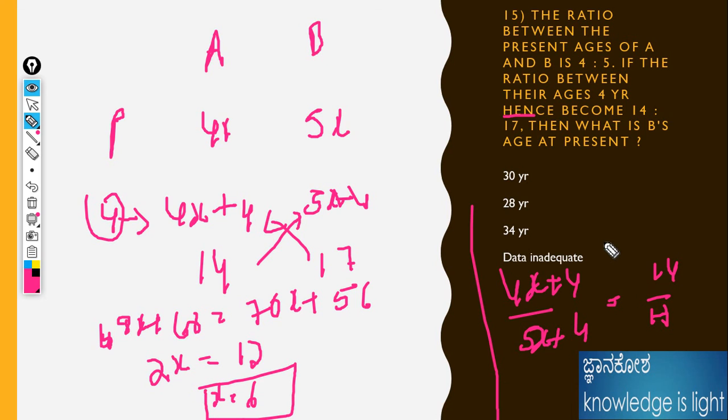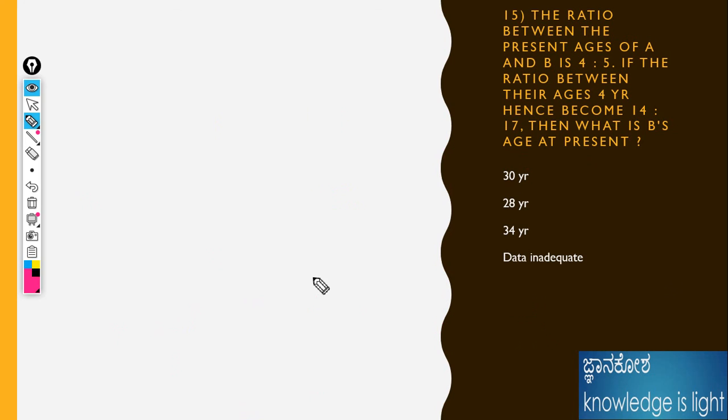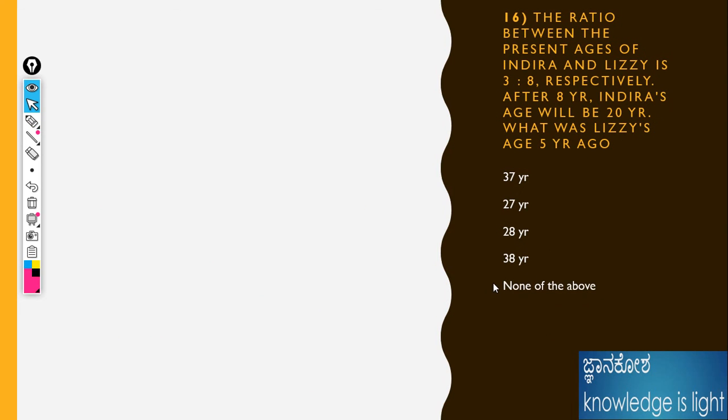Understand what the question is asking? B's age they are asking. B's age is 5 times 6, which is 30. If the question is asking for A's age, 4 times 6 is 24. Understand? Just consider what the question is asking and note down the key points in the question. If you note the key points, definitely you can easily solve many of the age problems. We'll find the next one, the 16th one.